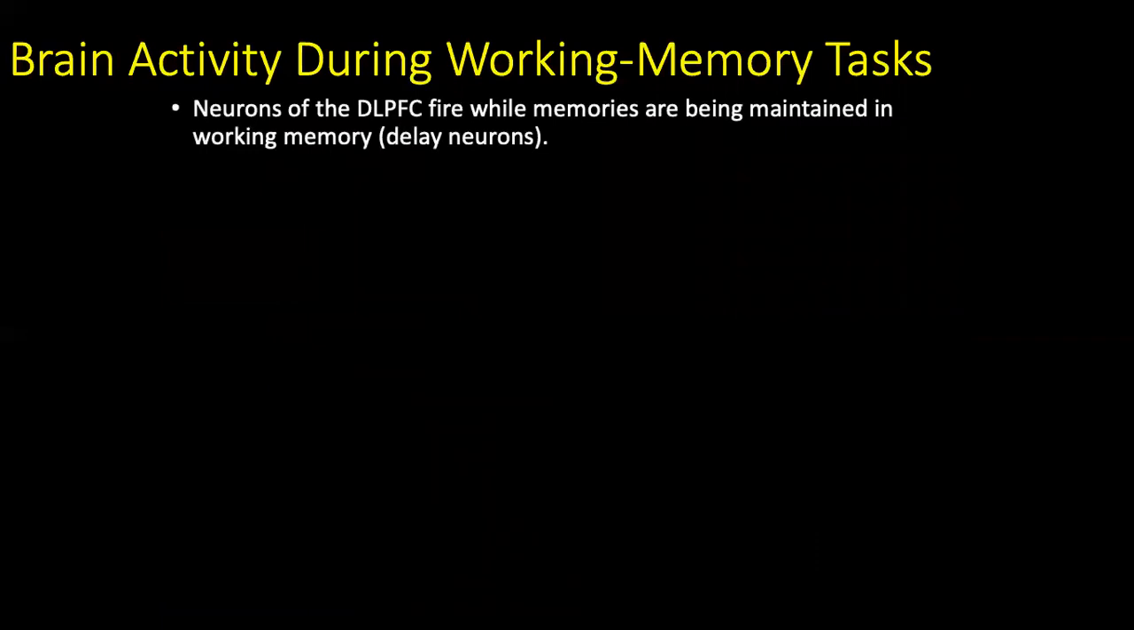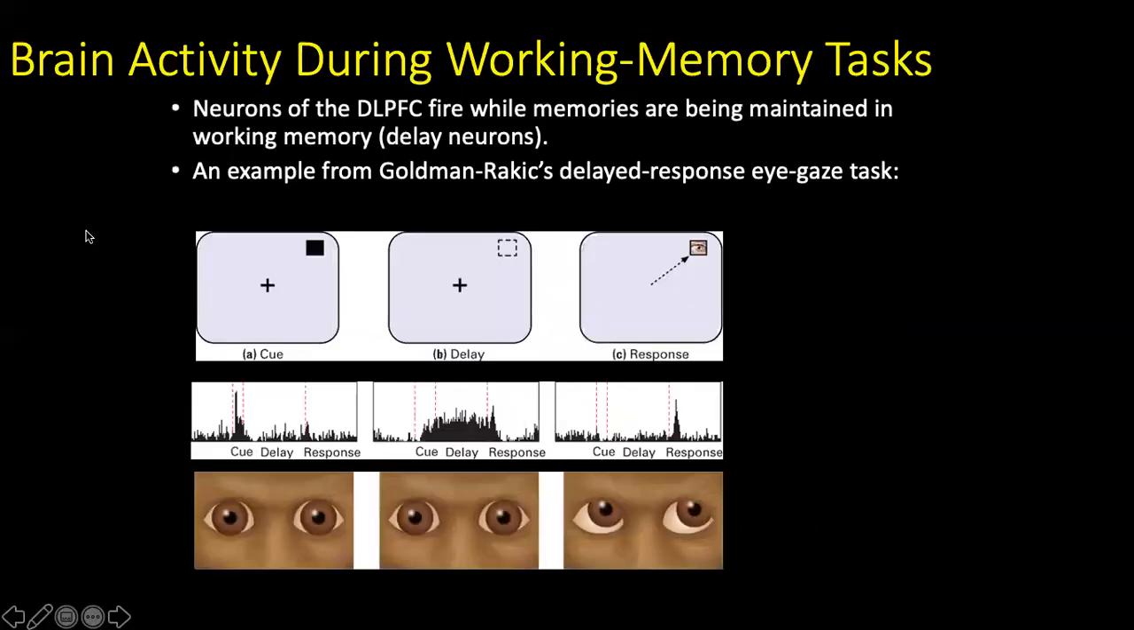And we can see memory-specific activity going on here. This is an example of data from primates looking specifically at dorsolateral prefrontal cortex neurons that fire while memories are being maintained in your working memory. We can refer to those neurons as delay neurons, right?